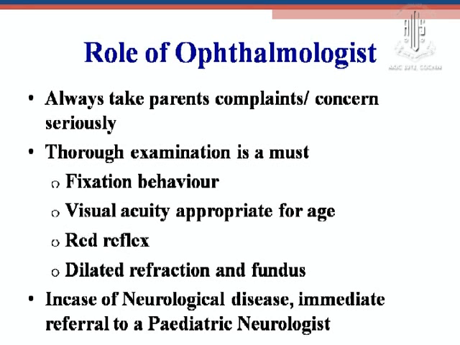As an ophthalmologist, we should always take the parent's concern or complaint seriously. Therefore, a thorough examination is a must. We should look for fixation behavior and any fixation preference, and visual acuity appropriate for the age should be done. Always look for the red reflex, and a dilated refraction and peripheral retina examination is a must. In case we see any neurological disease, the child should be referred to the pediatric neurologist.